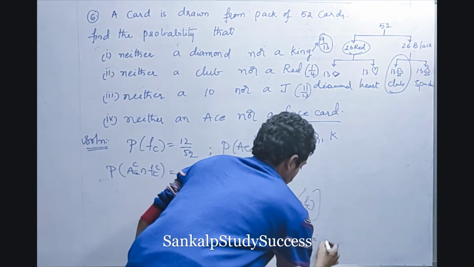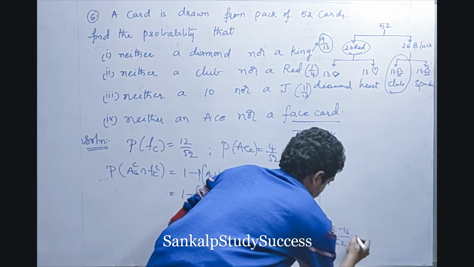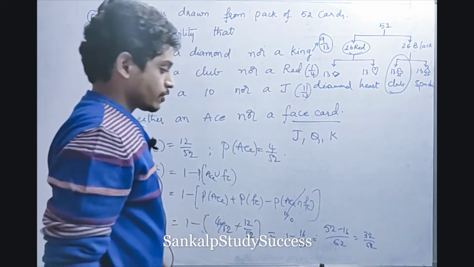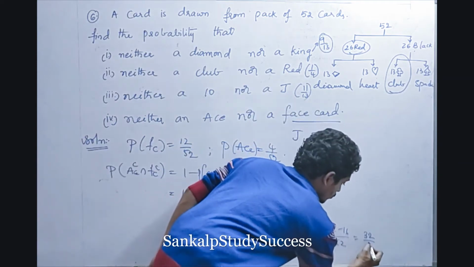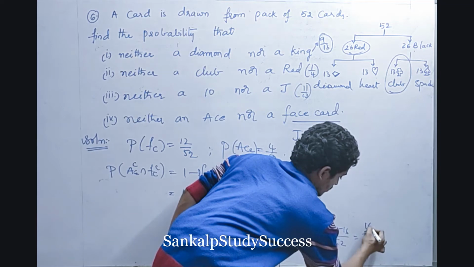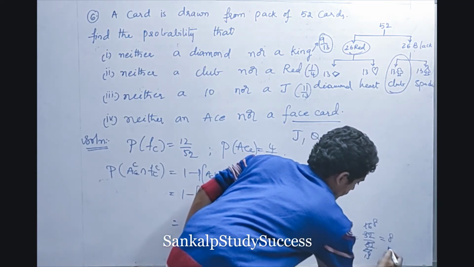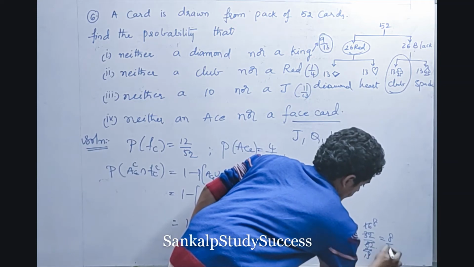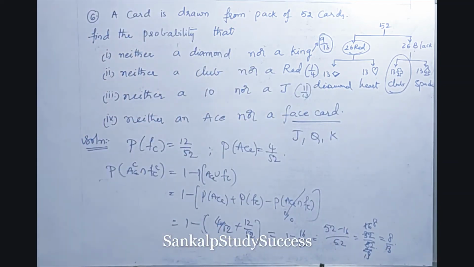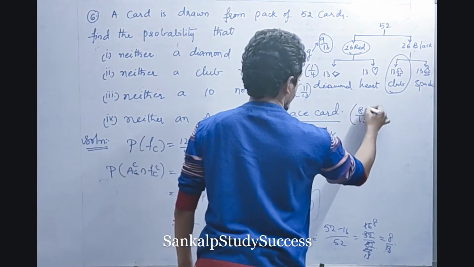That's nothing but (52 minus 16) by 52. How much is that? 36 by 52? Yes, 32 by 52 is the answer. So how can we calculate? 2 16s are 32, 2 8s are 16, 2 13s are 26. So 8 by 13 is the final answer, friends. So neither an ace nor a face card comes to 8 by 13. The probability is 8 by 13.